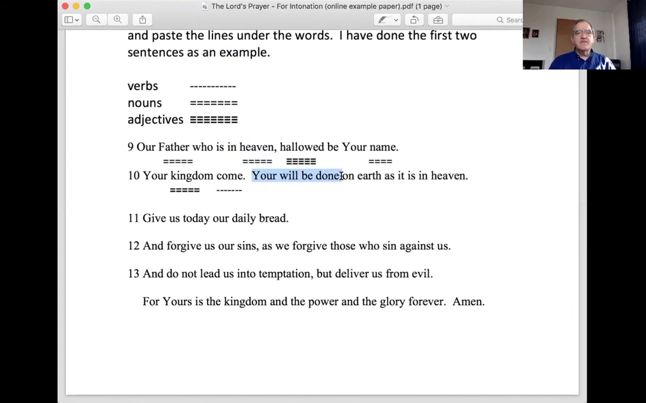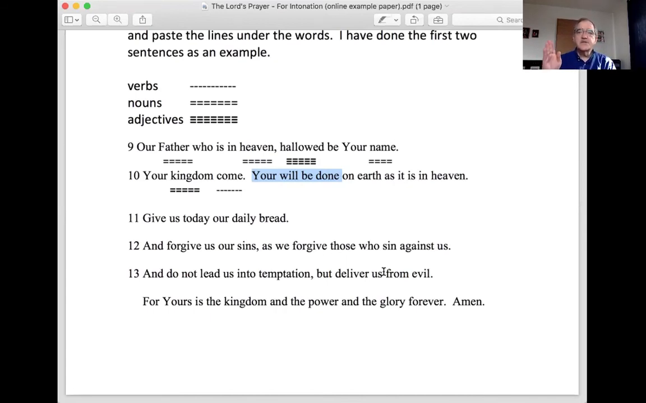Your kingdom come, your will be done on earth as it is in heaven. Give us today our daily bread, and forgive us our sins as we forgive those who sin against us. And do not lead us into temptation, but deliver us from evil. For yours is the kingdom and the power and the glory forever. Amen.